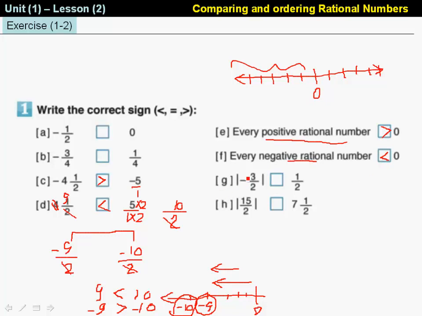For G, please eliminate the absolute value with the minus. So you have 3 over 2 and here 1 over 2. We have the same denominator. 3 is bigger than 1. This one, take only the number 15 over 2 and put this in the form A over B, which will become 2 times 7 is 14, plus 1 is 15. 15 over 2. So we have 15 over 2 and here 15 over 2. The same rational number. So this equals this one.